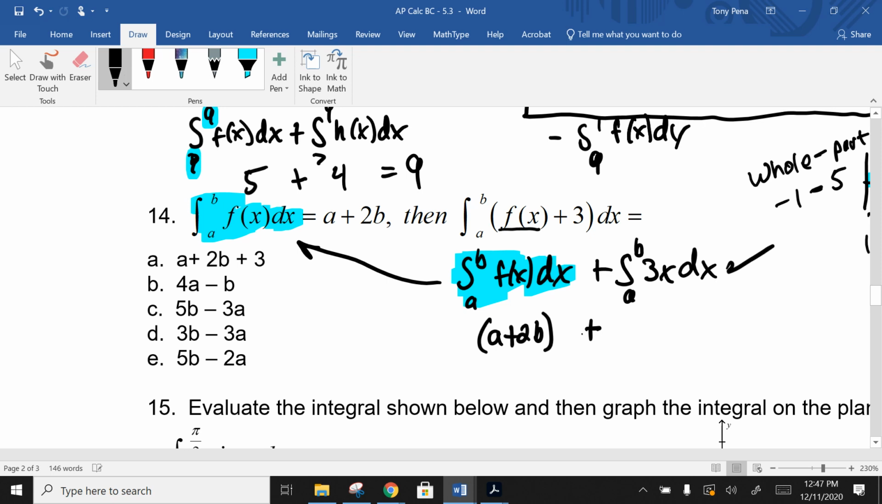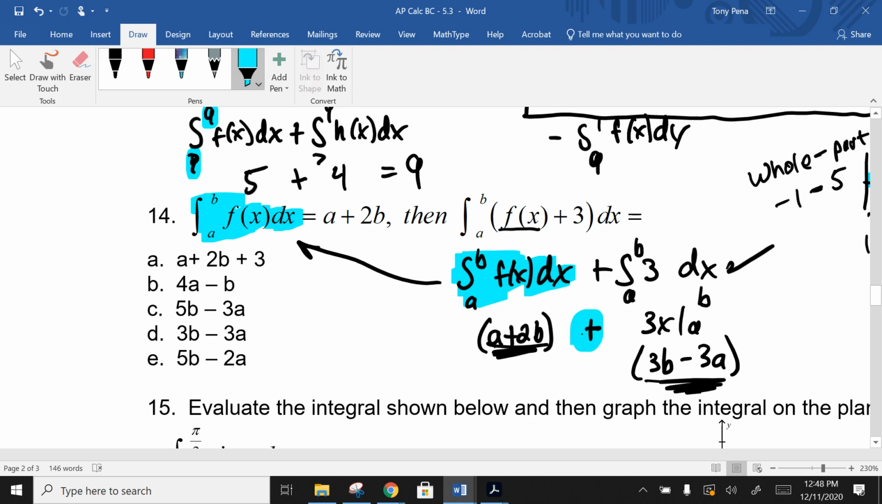We can actually do the anti, I'm sorry, there shouldn't be an x there yet. We know the antiderivative of a 3 is going to be 3x, and then we're going to evaluate it from a to b. Plug in your upper limit, subtract, plug in your lower limit. So this is the value of the first integral. This is the value of the second integral.